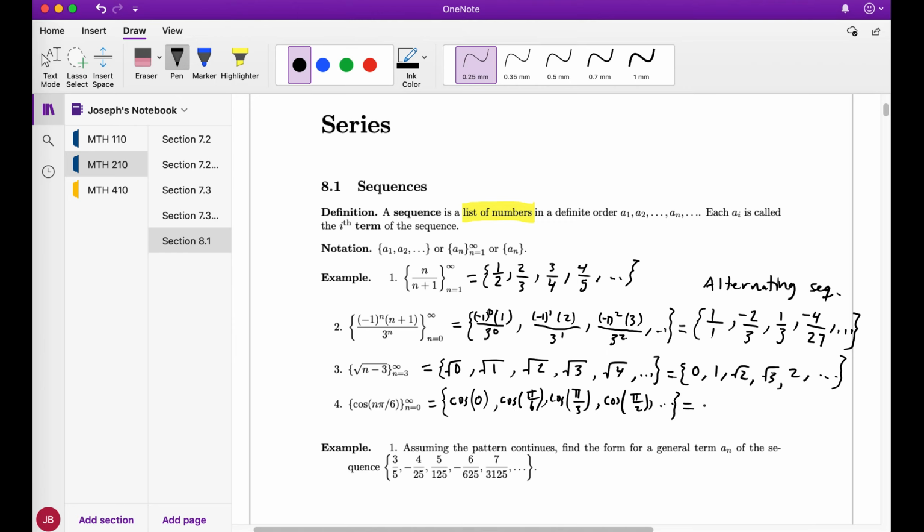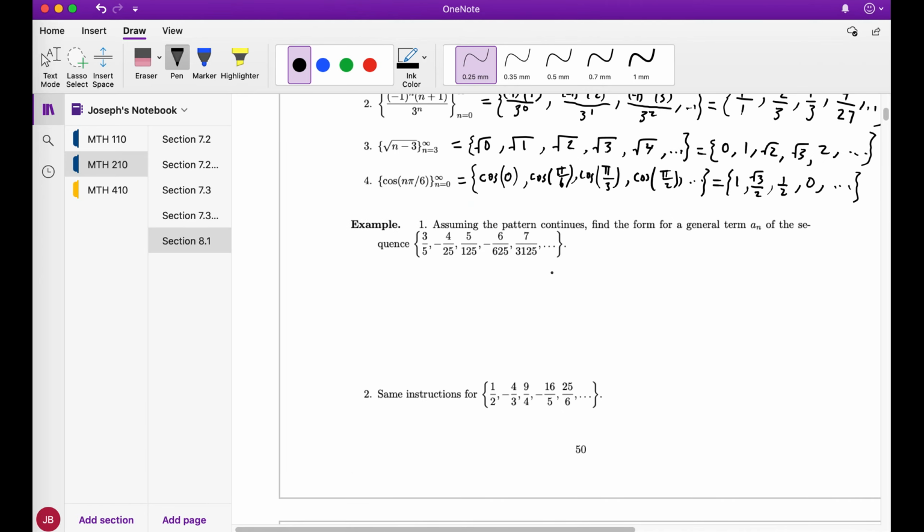Cosine of 0 is 1. Cosine pi over 6 is square root of 3 over 2. Cosine pi over 3 is 1/2. Cosine pi over 2 is 0, and so on and so forth.